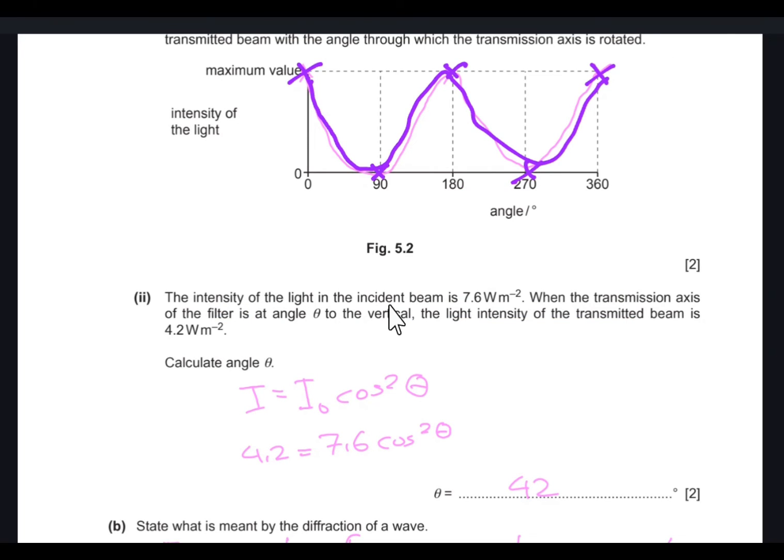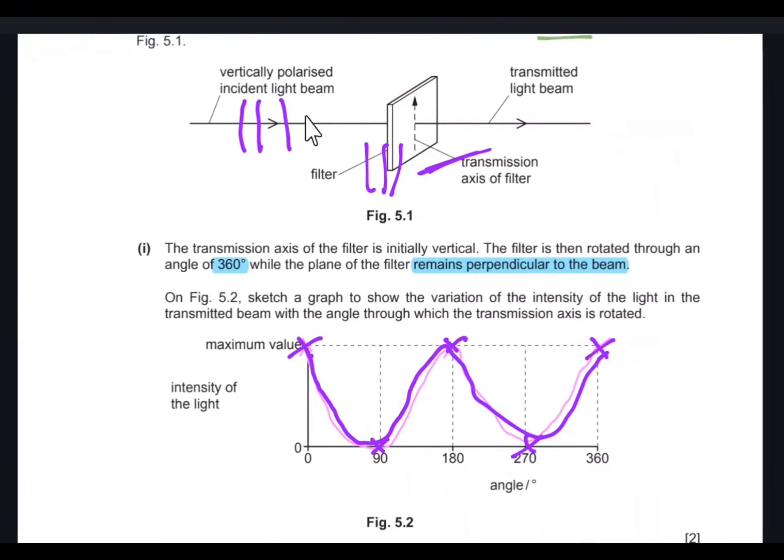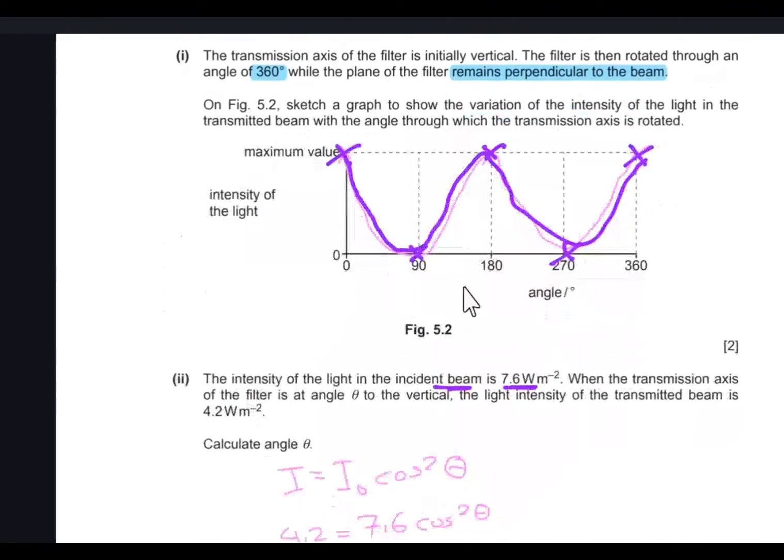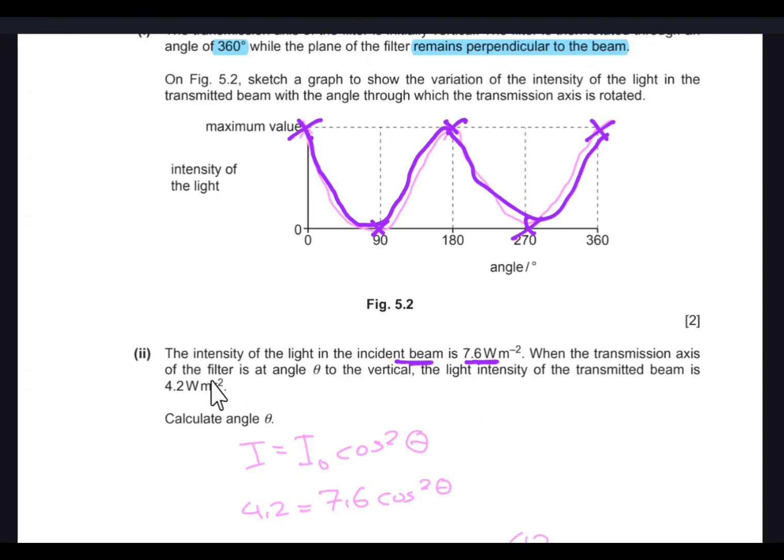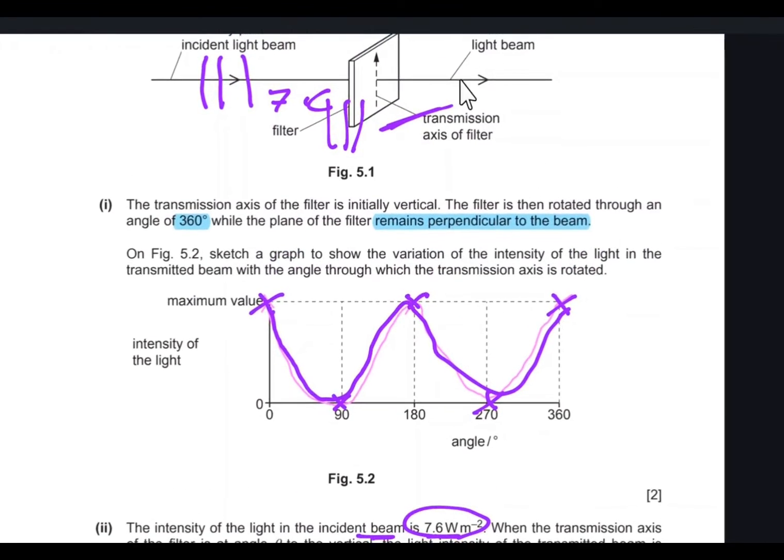The intensity of the light incident on the beam is 7.6 watt per meter square. So the intensity that is incident is 7.6, and after the filter at an angle of theta to the vertical, the light intensity that is transmitted is 4.2 watt per meter square. So the initial intensity that is incident, that is I0, is 7.6, and the intensity that is passing is 4.2, that is after it passes.